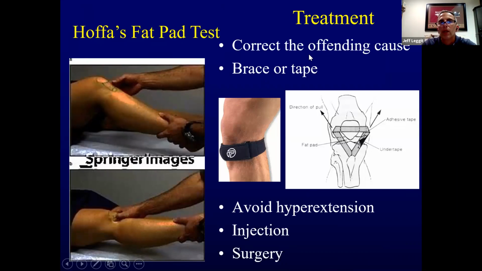So what's the treatment? Correct the offending cause. This is one where taping or bracing can help. This is a Chopat strap or a counterforce brace. That might be a consideration, trying to avoid hyperextension. Then we can inject, or you can discuss surgery and removing the fat pad, but also remember, if you remove it, it was there for a purpose. So is that going to cause a problem?